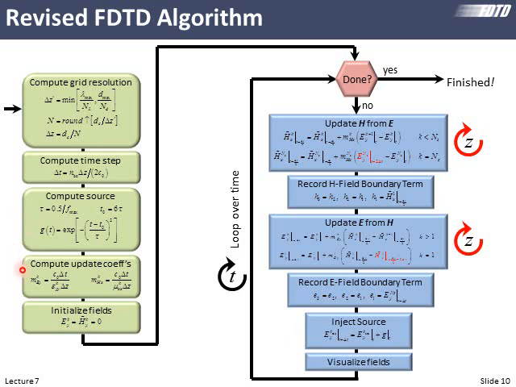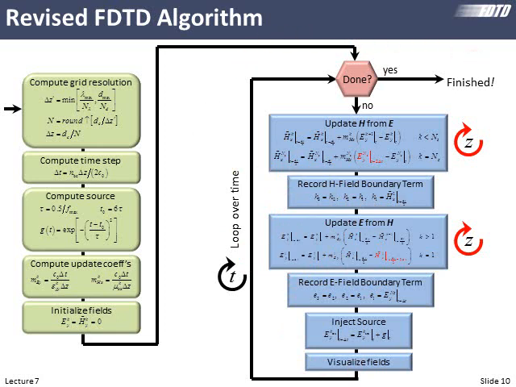Then we calculate the update coefficients. There's 1 or 2 update coefficients really for every point in the grid, one for the E update and one for the H update. Then we set all the fields to 0. At this point we enter the main loop which loops over time. And first step is update H from E. Then we record the H fields at the boundary for our perfect boundary condition. Then we update E from H, record the E fields at the boundary. We inject a simple soft source at the middle for right now, and during this lecture we'll talk about the total field scattered field. We visualize the fields, and we loop over some number of steps, and then we're done.